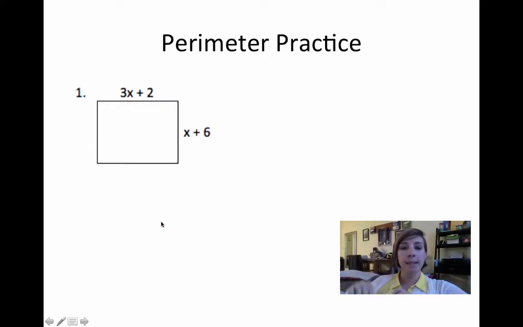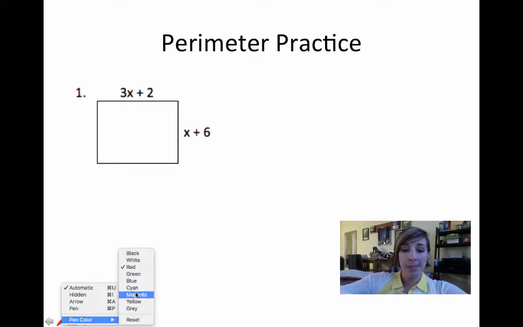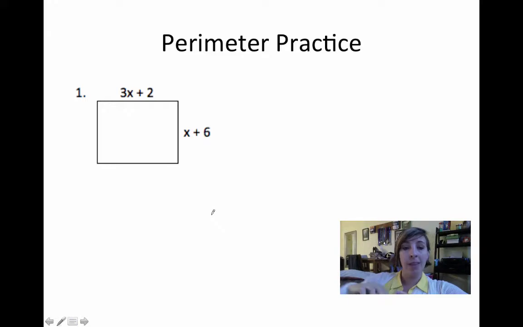All right, so let's practice a little bit with perimeter. Remember when I said that sometimes you're not going to see all the measurements for the sides. So you need to pay really close attention to what they're asking you to do, and then use your brain to figure out what the measurements for the missing sides are. So here we obviously know 3x plus 2, and then perimeter is adding, so we do plus x plus 6. Now there's two ways we can do this. I'm going to do it the long way because we're practicing perimeter.